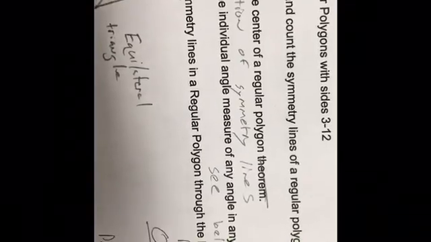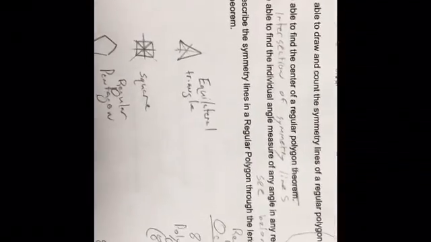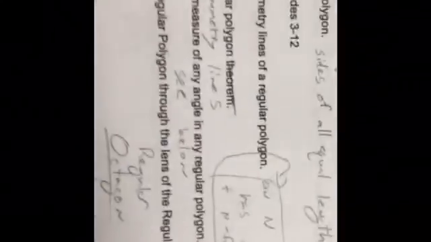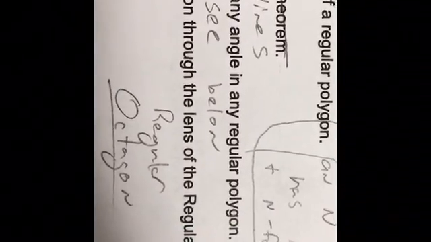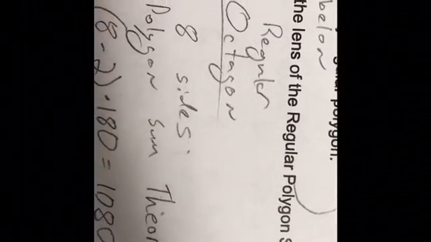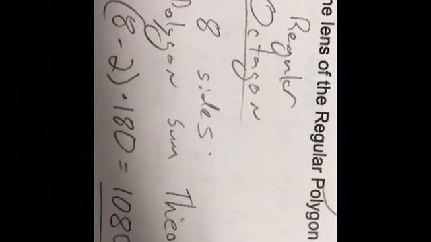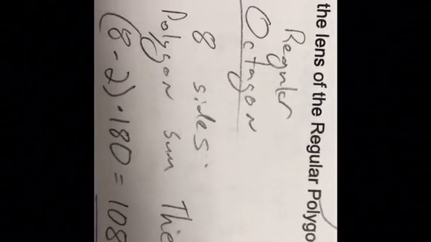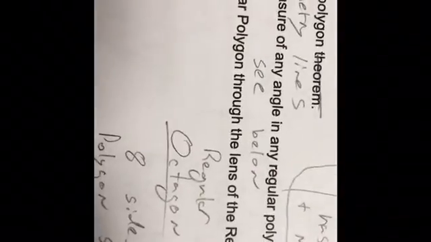Okay, be able to find the individual angle measure of any angle in any regular polygon. We used the example of a regular octagon. Octagons have how many sides? They have 8 sides. We use the polygon sum theorem, which says n minus 2 times 180 is equal to the total number of degrees contained within my polygon. How many identical angles are in a regular octagon? That's 8. So I say 1080 divided by 8.